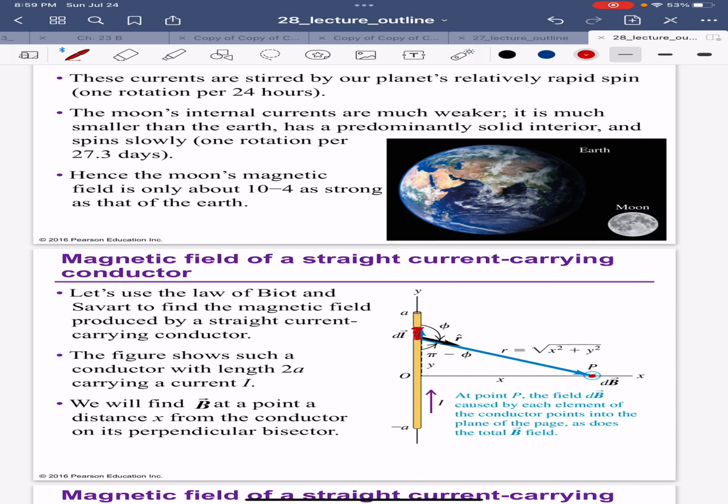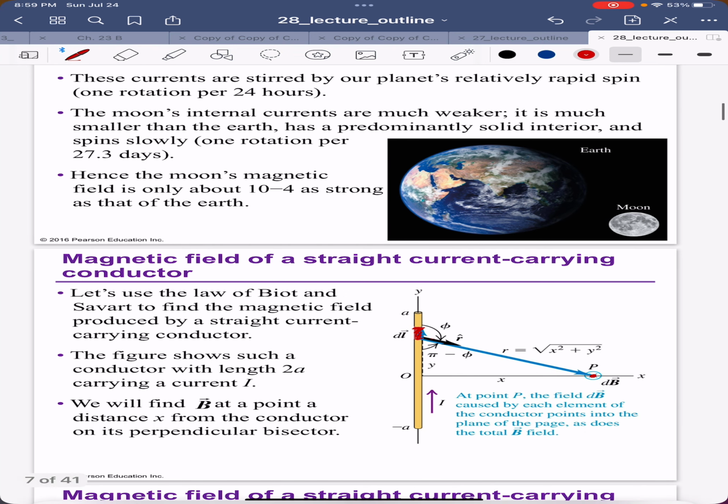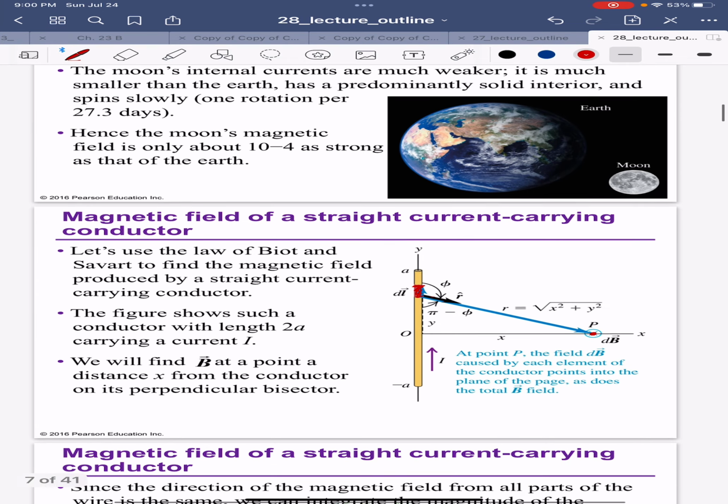We need to calculate what is r, the distance, which is, of course, using Pythagorean, r equals square root of x squared plus y squared. The direction of the current is upward. And we will find B at a point that is at x here.